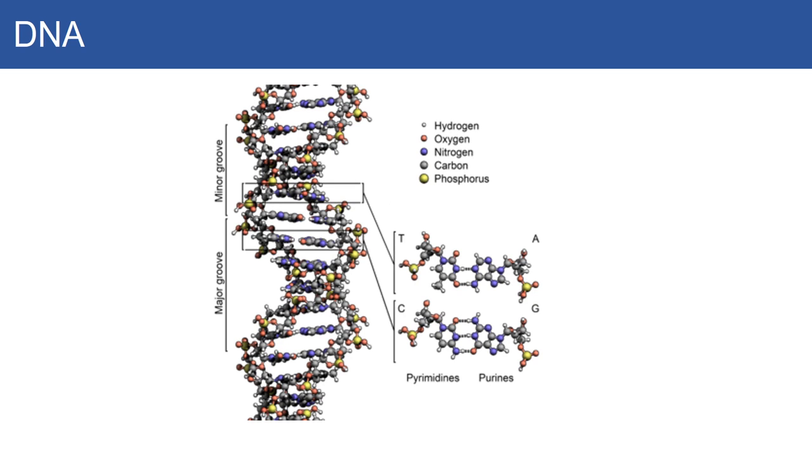Deoxyribonucleic acid, shortened to DNA, is the molecule that is used in nature to carry genetic information. All living organisms have it, and besides using it for genetic information, it's also used for energy storage and some signaling.